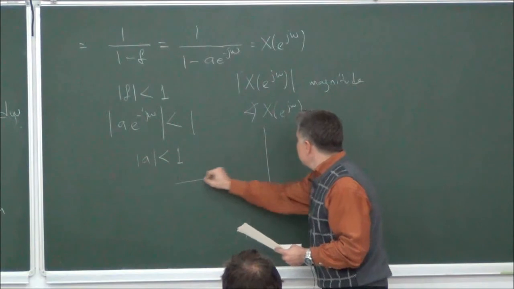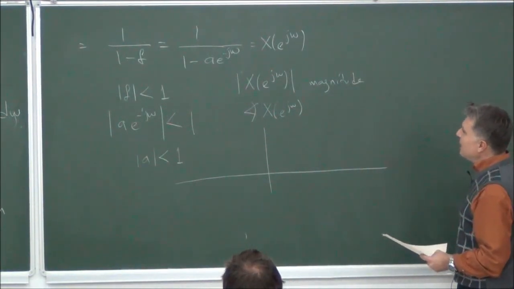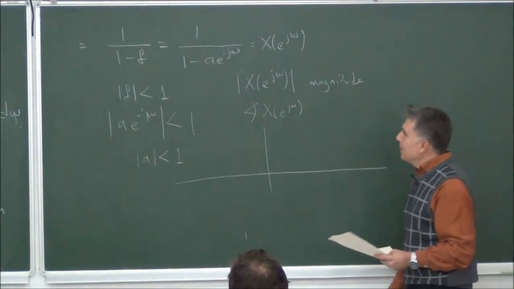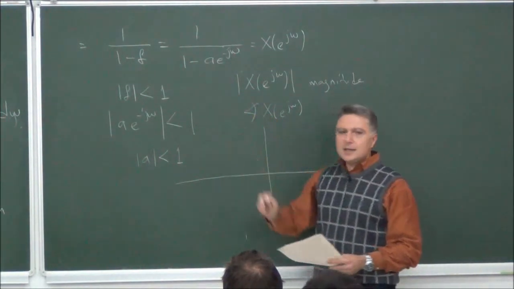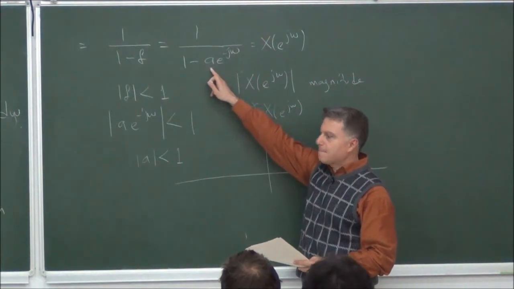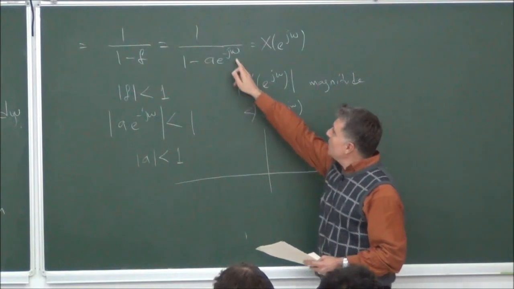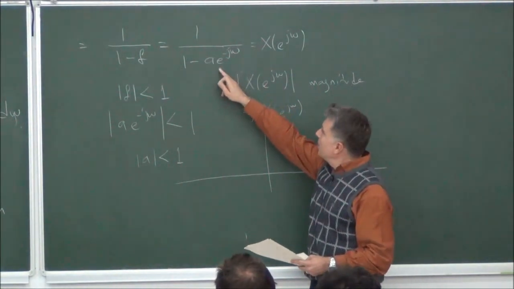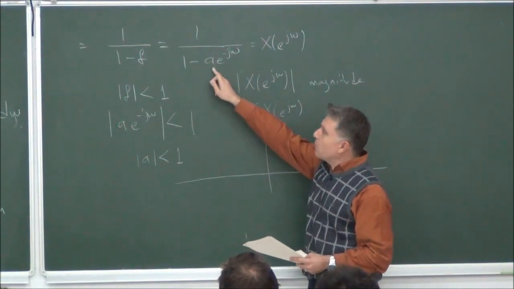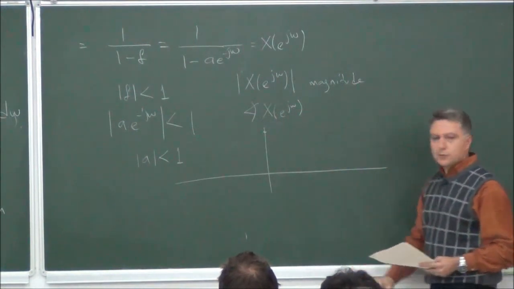And the magnitude looks like this. Since a is less than 1 in magnitude, but a can be a positive or a negative. Let's assume that a is positive 0.5 or something like that. If this is 0.5, what does the figure look like? When omega is 0, this becomes 1, and 1 over 1 minus 0.5 is 2. So it may be something like this, a level of 2.